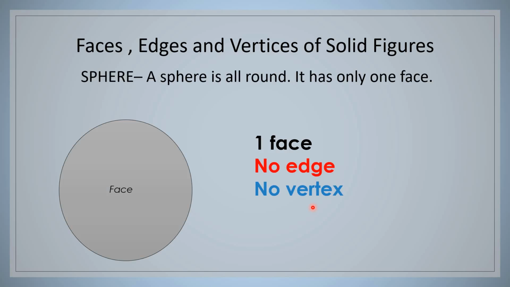Next is a sphere. Sphere is all round. So you all know sphere is round in shape and it has only one face. Sphere is round in shape, it has one face, no edge and no vertex. So remember, sphere has no edge and no vertex. It just has one face. So we studied about cube, cuboid, cylinder, cone and sphere. You all have to be very familiar with the faces, edges and vertices that these solid figures have.